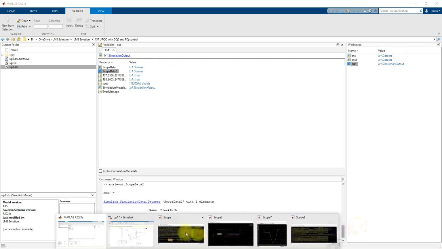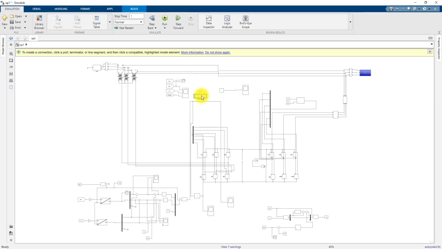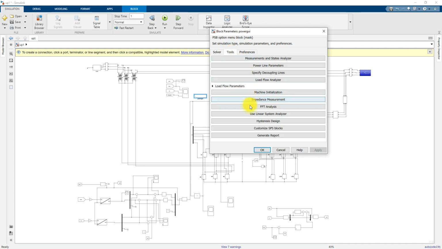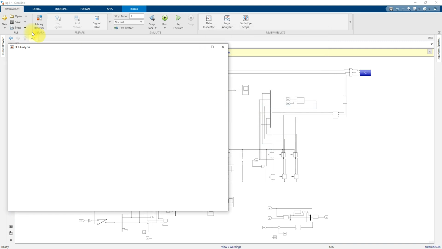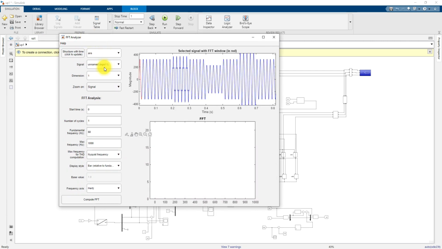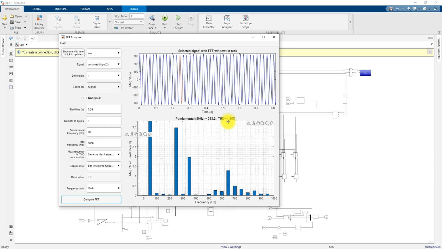Next I am going to use Powergui, then Tools, and go to FFT analysis. Here I am going to check the load voltage at the harmonic injection, so 0.24. Here you can see the THD is around 4.26%, but in the previous control method, the THD was around 11.93%.